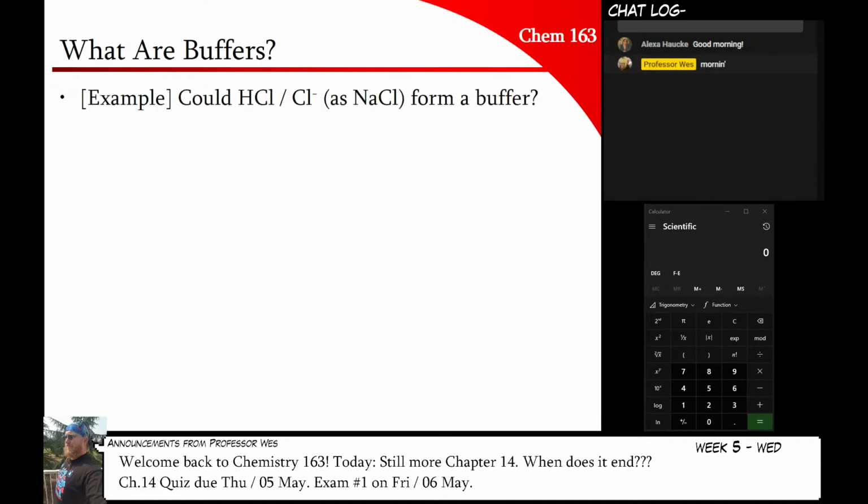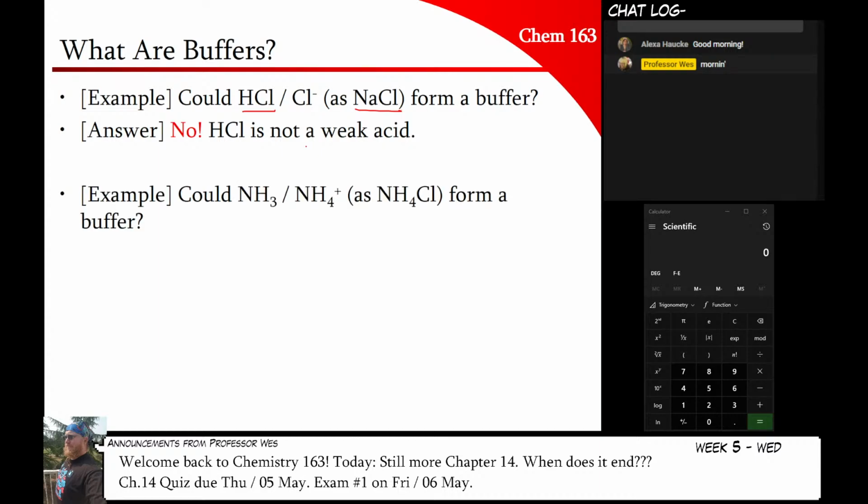So our first little discussion here is going to be, can you make a buffer out of these? So could I put hydrochloric acid and sodium chloride to make a buffer? Well, no, of course you couldn't. HCl is not a weak acid. But what about this one? Would this make a buffer? I'll give you a minute to think about it, and then we'll explain yes or no.